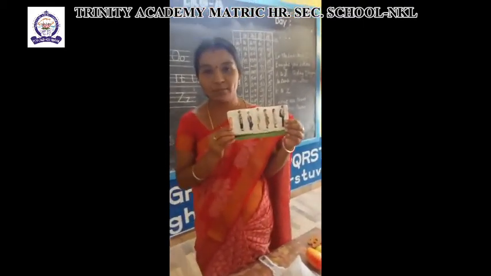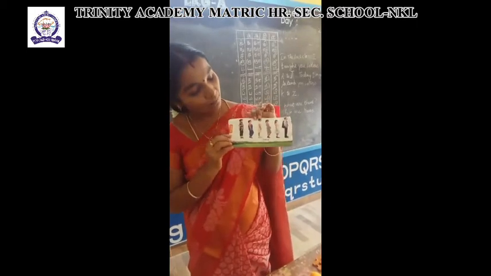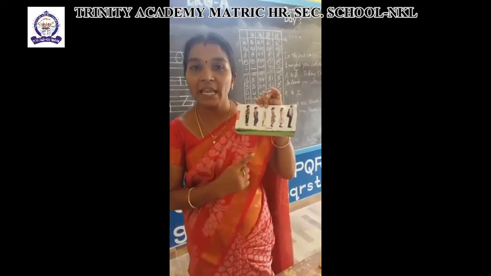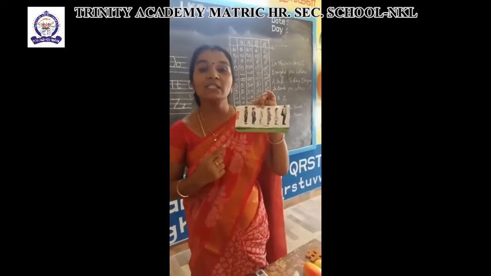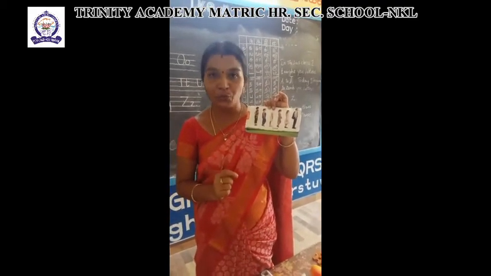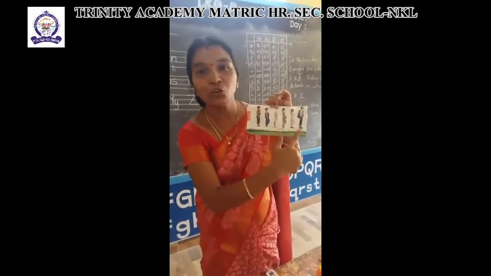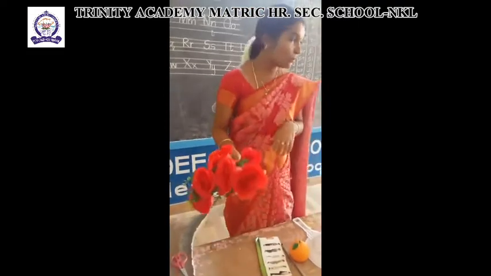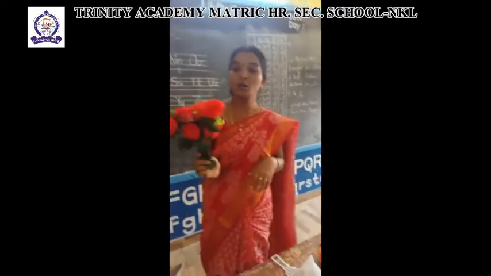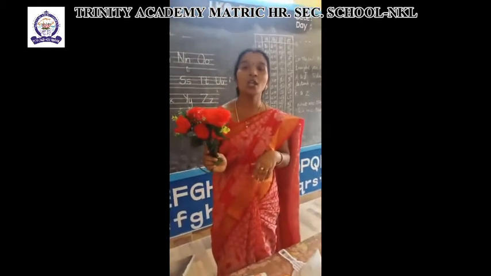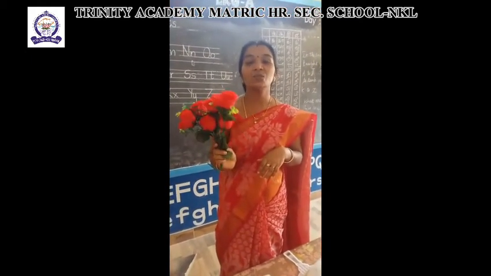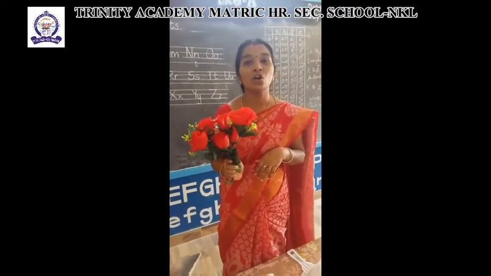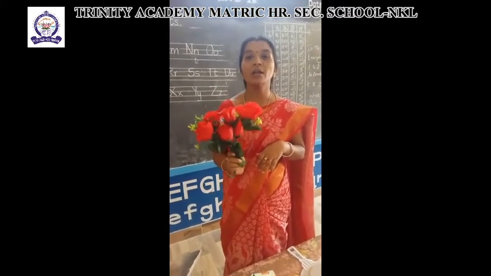See the picture, children. How are they standing? They are standing in a queue. What is the first letter of queue? Q. Q for queue. What are these? These are roses. These are very beautiful flowers. Okay. What is the first letter of rose? R. R for rose.